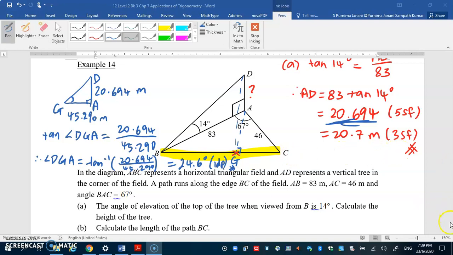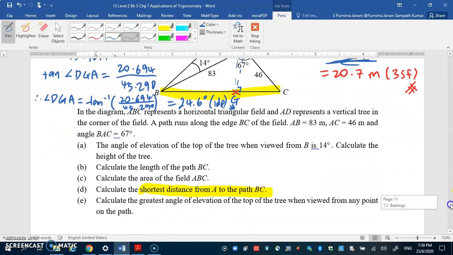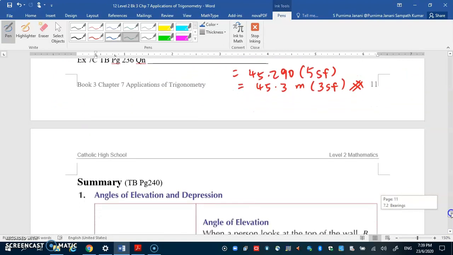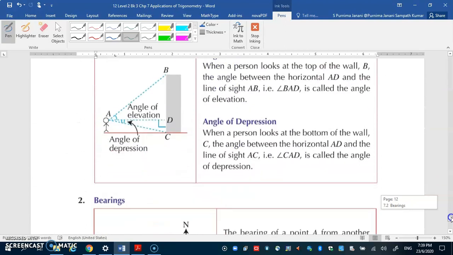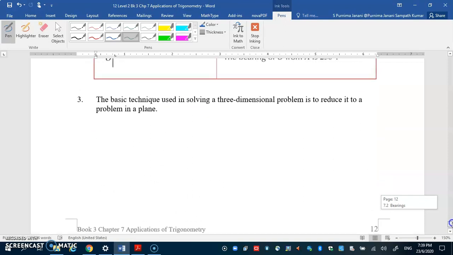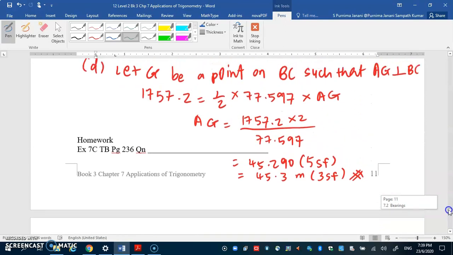Okay, so with that we end this entire chapter, chapter 12, but I'm going to give you some questions from the textbook so that you can practice on Foolscap. Now, if you want a quick summary, it's on the last page of your notes. So what are bearings, what is angle of elevation depression, and how to solve problems which involve 3D.